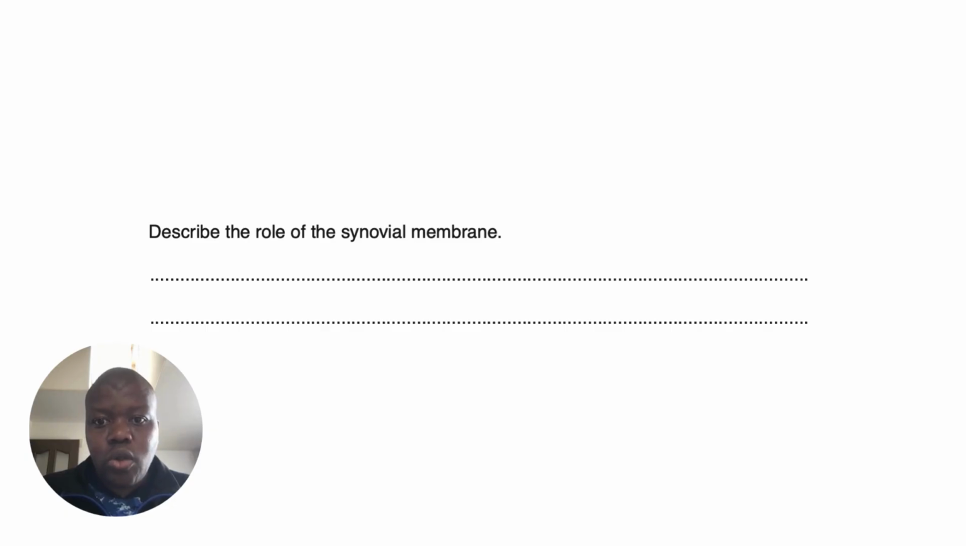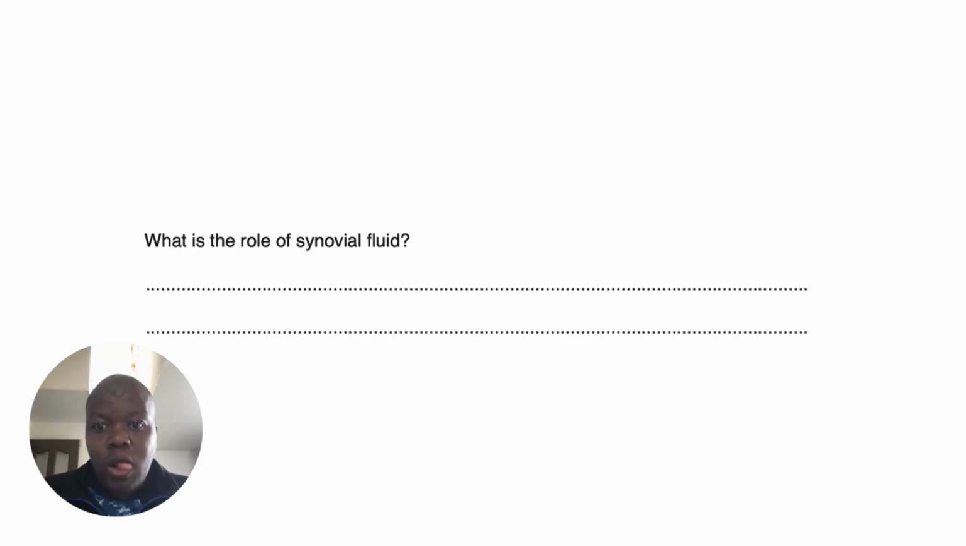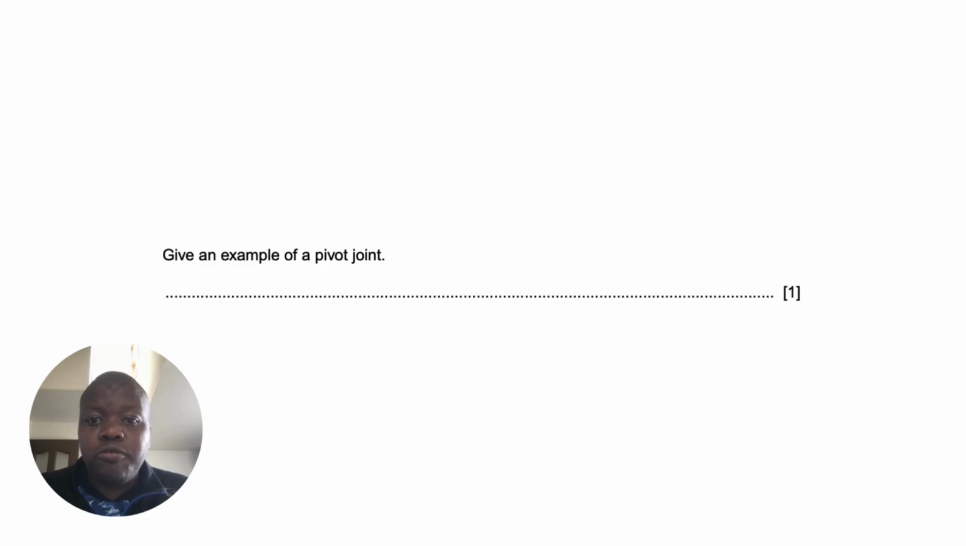What is the role of synovial membrane? It lines the capsule of the joint, it secretes synovial fluid, it prevents the leakage of synovial fluid. What is the role of synovial fluid? It lubricates the joints and provides easy movement. Give an example of pivot joint, the neck joint, and the spinal joint between the atlas and the axis.